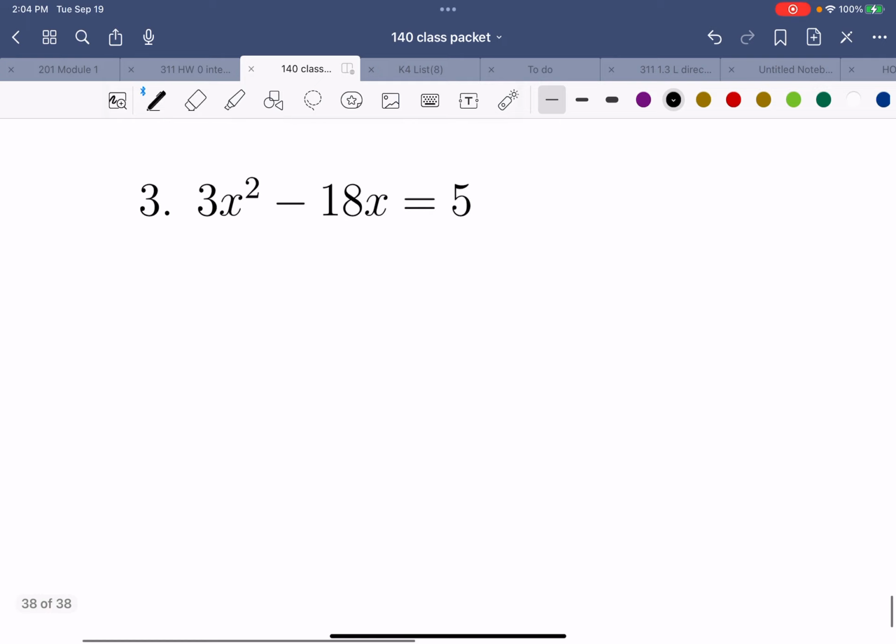Next, we've got 3x squared minus 18x equals 5. Now, because I haven't done it yet, I'm going to go ahead and show you complete the square here. So I already have my constant term on the right side and all my x's on the left. So the next thing I'm going to do is divide through by 3 on both sides. When I do that, I have x squared minus 6x equals 5 over 3.